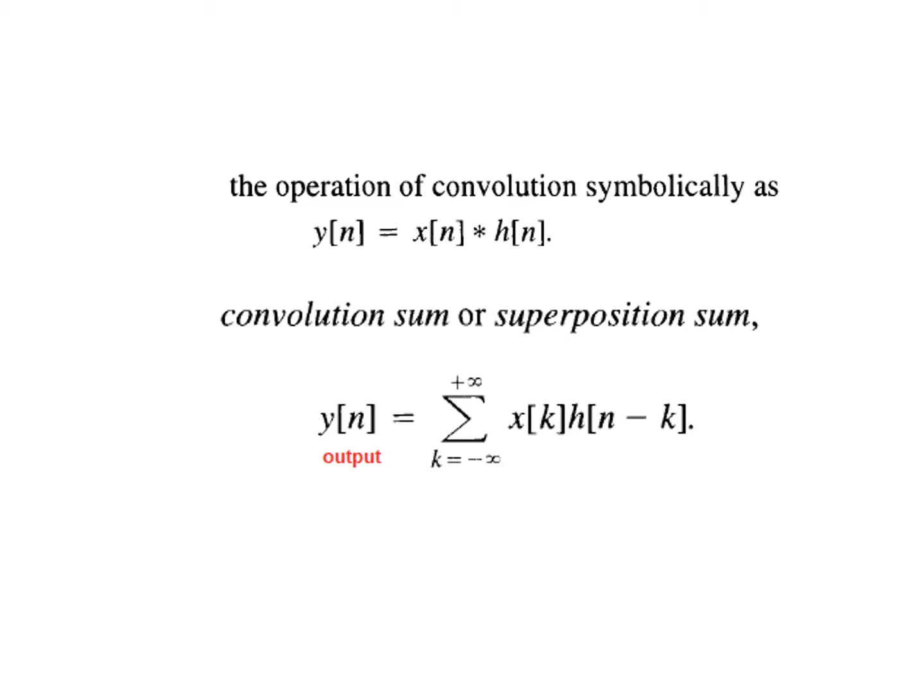The convolution of two signals x[n] and h[n] is represented by this symbol, and it is equal to y[n]. So y[n] is the output, and these are the two input signals, or rather this is the input signal and this is the system response. Mathematically, y[n] is equal to the summation of signal x multiplied by the shifted signal h. So we'll see this.